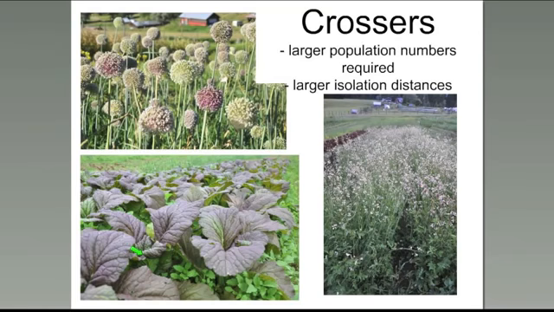I've pictured here a few examples of cross-pollinating plants. There's leeks in the top left-hand corner, arugula in the bottom right-hand corner, and mustard greens in the bottom left corner there. Those are all examples of cross-pollinating plants. And at the end of this presentation, I've got a little chart that gives you more information about which plants are cross-pollinating and which ones are self-pollinating.